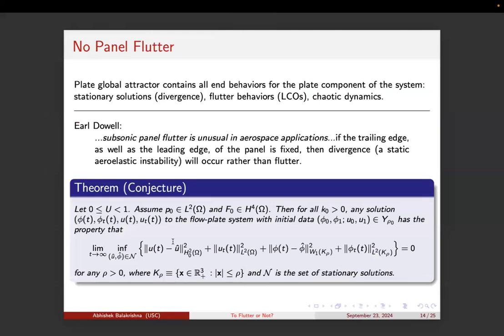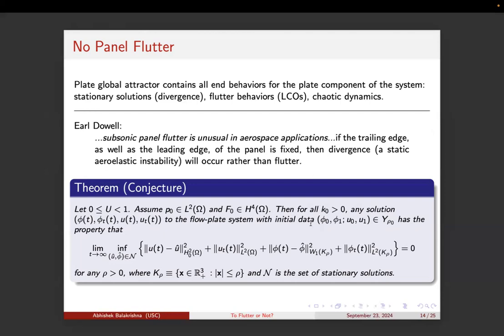So here's where Earl Dowell comes in. He's an engineer who has been looking at this problem, and he's done some wind tunnel tests, and NASA have been working with this as well. What they observe is that subsonic parallel flutter is very unusual in aerospace. If the trailing and the leading edges are fixed, which is what we have in the form of a clamped boundary condition, we see divergence rather than flutter. And divergence is just some static instability. So it just buckles or something like that. There's no dynamic end behavior that we see.